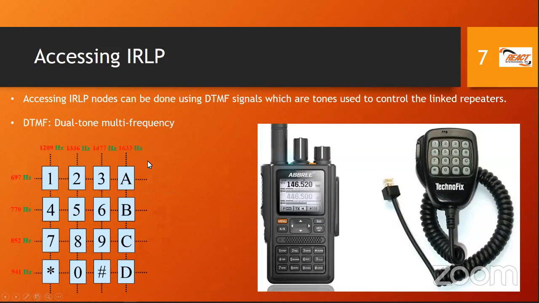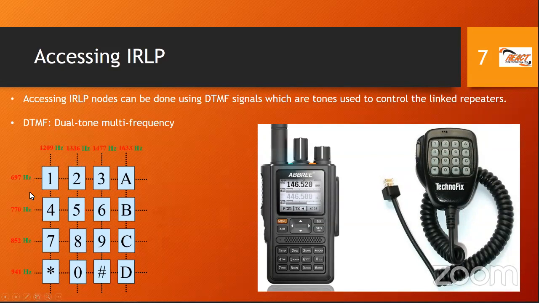So to access IRLP, remember last class we talked about what IRLP was. So how do you access IRLP? If you have your radio, this is a handheld radio on the right hand side here, notice there's a keypad. It also has 1, 2, 3, 4, 5, 6, 7, 8, 9, 0, just like your telephone. This is a microphone for a mobile or a base radio, a hand microphone, and notice it also has numbers as well.